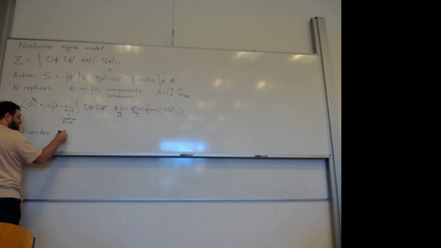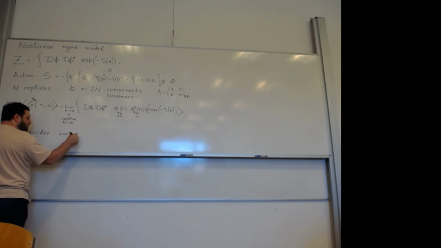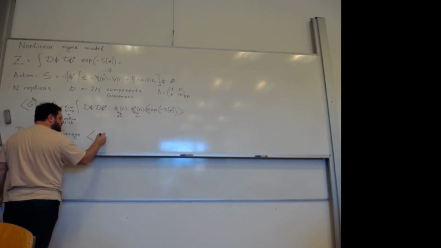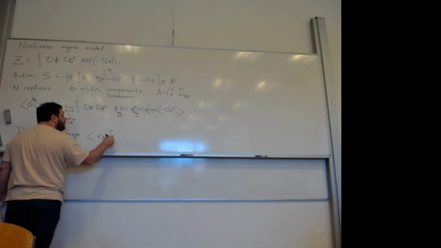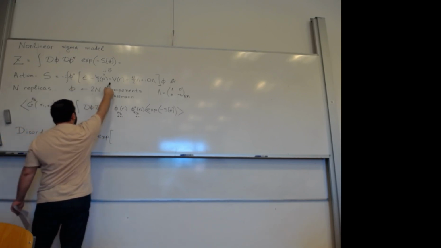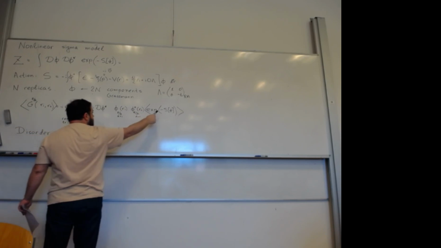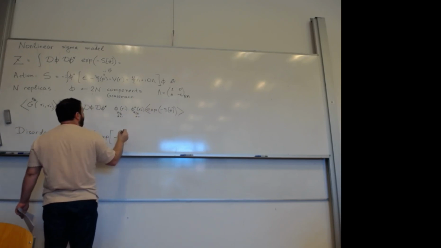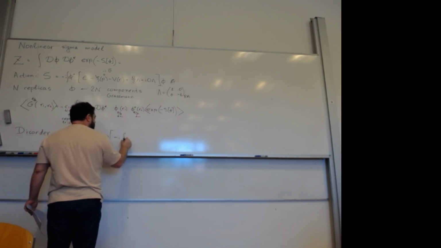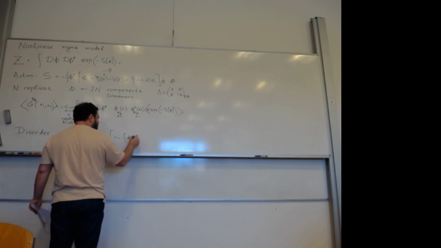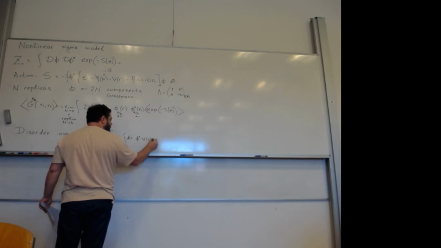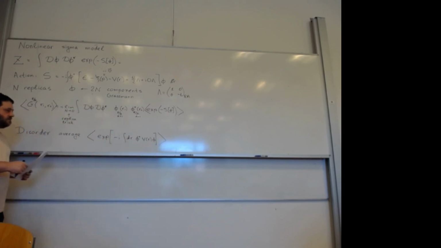So the average applies to the exponential of just this term, minus, minus, minus is minus, right? Minus i integral of R, phi dagger, V of R, phi. So this is what I should have.